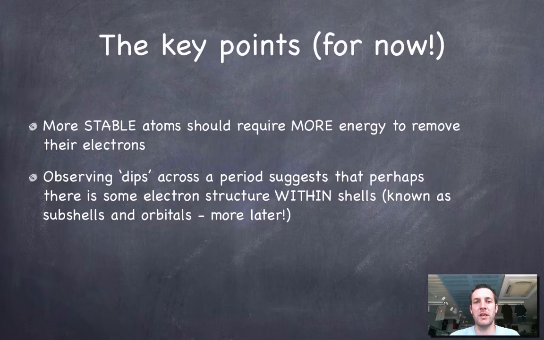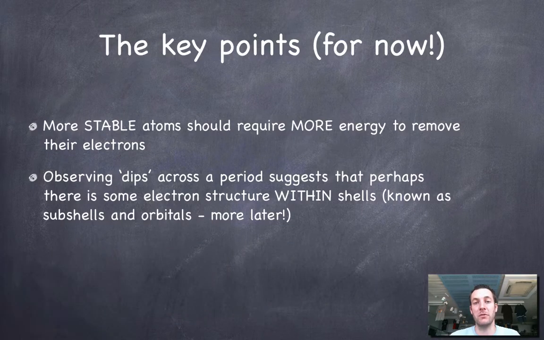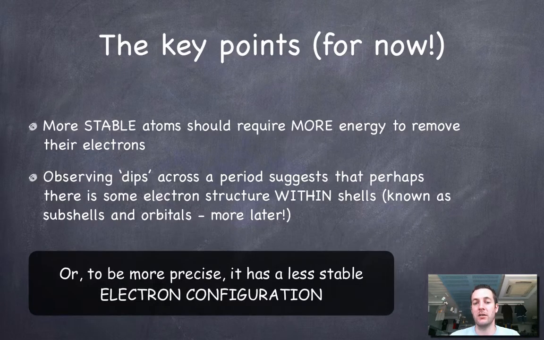So I just want to summarize the key points for now, because we're going to look at these things in more depth later. In particular, in the periodicity topic, we're going to try and explain more about the reason for the gradual rise in ionization energy. But for now we're saying that the more stable an atom you are, the more energy should be required to remove an electron from you. So if one atom has a lower ionization energy than another atom, then the one with the lower ionization energy is probably less stable than the one with the higher ionization energy.